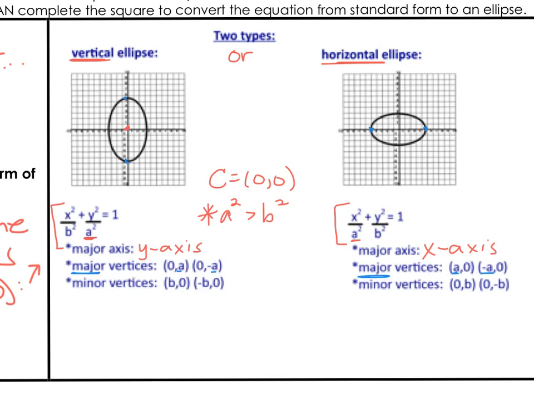And then you're going to go for those minor vertices. So those minor vertices are the other 2 points that'll help you sketch your graph, and they're using the number that's underneath the other variable. For a vertical ellipse then, you'll actually go to the right and to the left, and then for a horizontal ellipse, you'll count up and down. And you'll get those 4 boundary points very similar to what we did for circles, and you'll be able to sketch the shape of that ellipse.